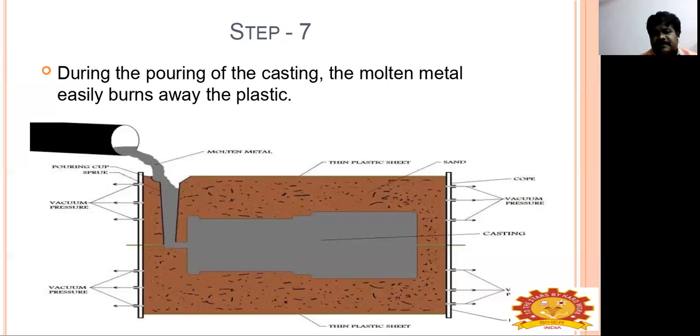So this is step 7. During the pouring of the casting, the molten metal will easily burn away the plastic. Now vacuum casting is the same as duplication using a silicon mold. Plastic vacuum casting using a silicon mold was developed late, in the 1960s.